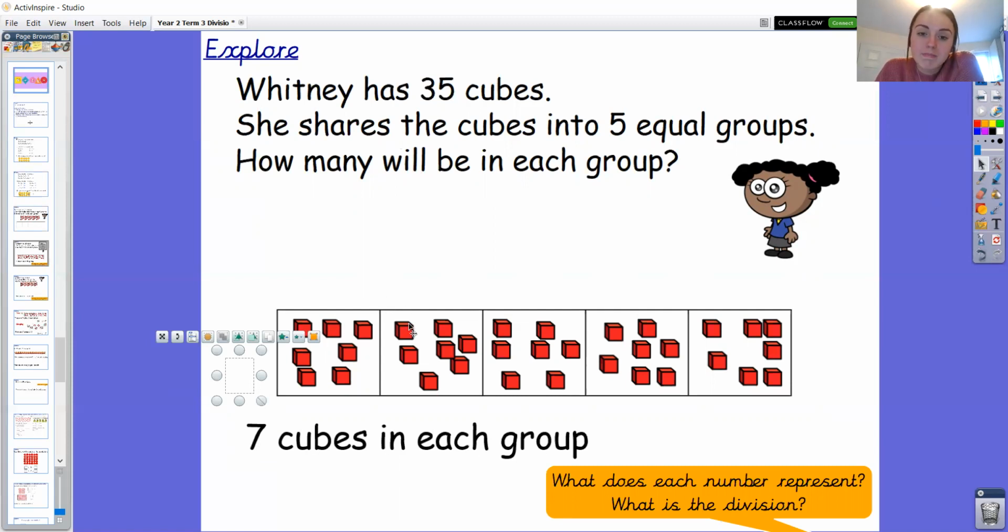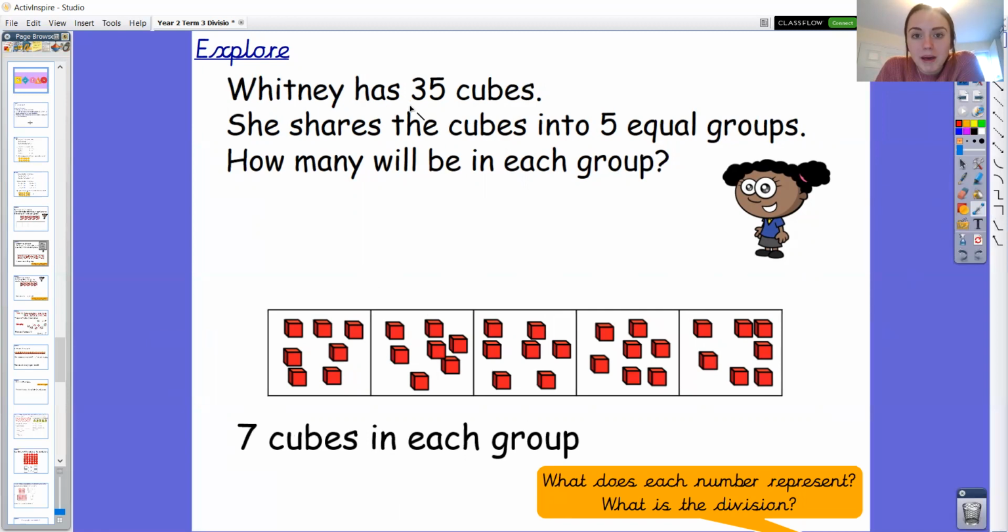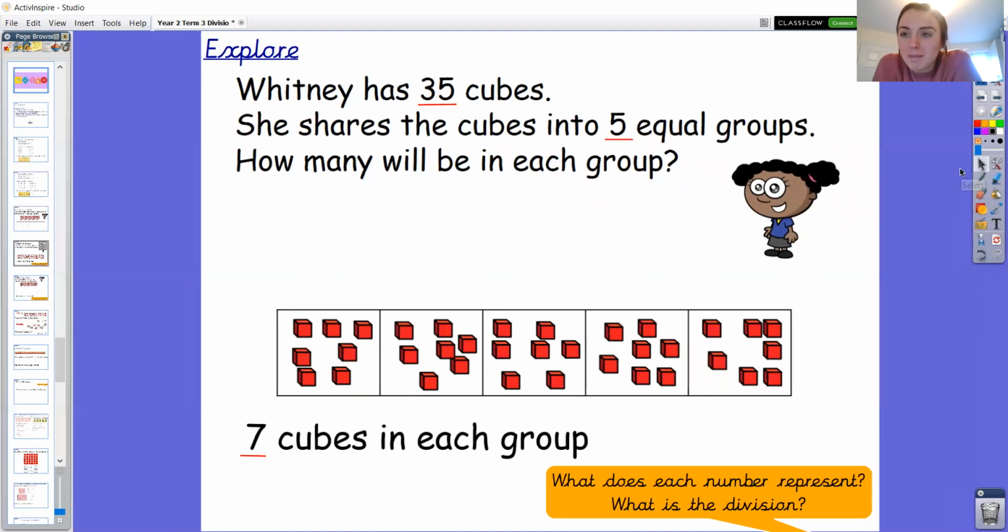Brilliant. So as we're looking at this bar model here, thinking about repeated addition, this means that 7 + 7 + 7 + 7 = 35 cubes altogether. So what does each number represent here when we think about number 35, the number 5, and the number 7? And what is the division number sentence? Please pause the video here to discuss what each number represents and what the division is.